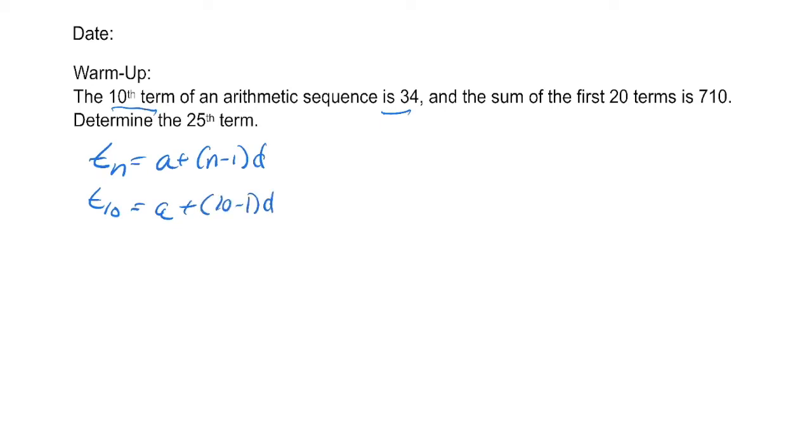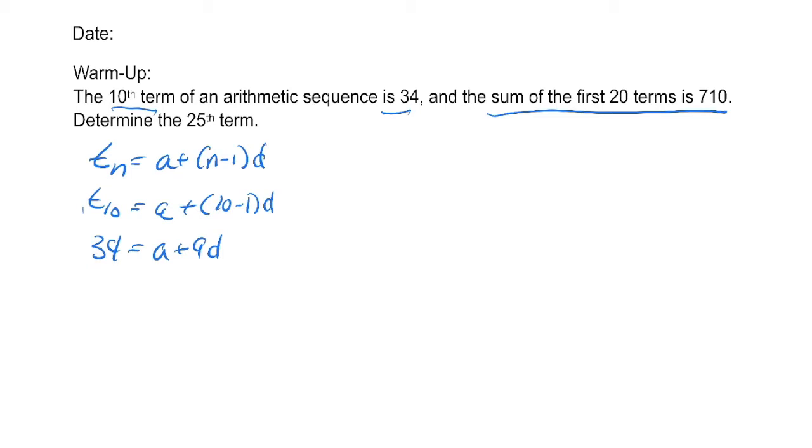We're told the 10th term is 34, so that's where we can place T of 10, just like we could replace f of x if we know what f of x is. So T of 10 is 34, and here we get a plus 9d. We can't go any further with that piece of information, but thankfully we're supplied with a second piece of information: the sum of the first 20 terms is 710.